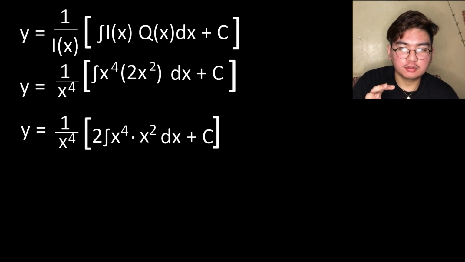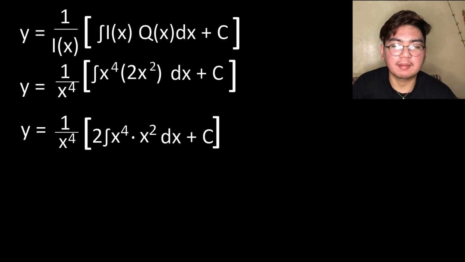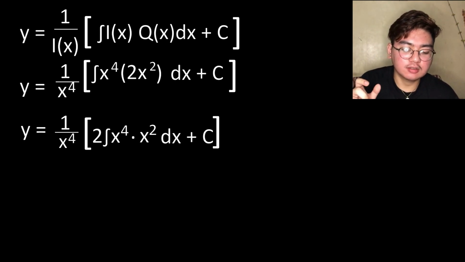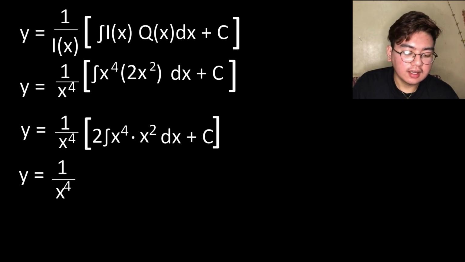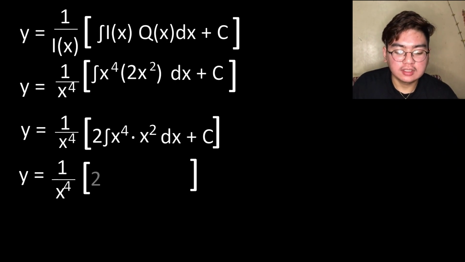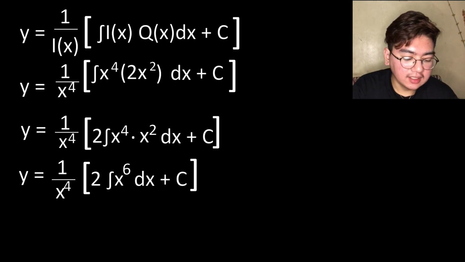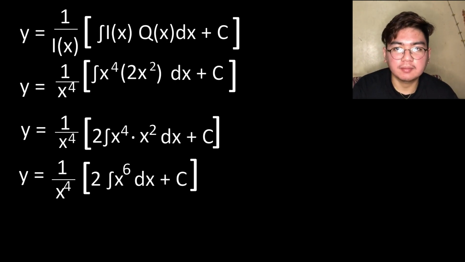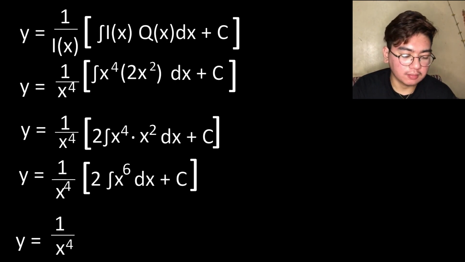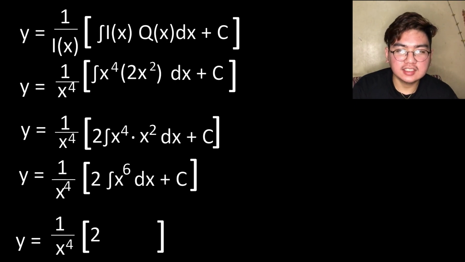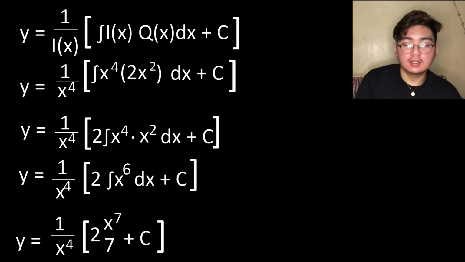Yung x to the fourth power sa yung x squared, pwede natin siyang i-times, kaya mapagpa-plus natin yung exponent niya. Kaya x to the fourth power times x squared magiging x to the sixth power. Kaya magiging y equals 1 over x to the fourth power times 2 times the integral of x to the sixth power dx plus c. Ngayon, ang antiderivative ng x to the sixth power ay x to the seventh power over 7. Kaya magiging y equals 1 over x to the fourth power times 2 x to the seventh power over 7 plus c.